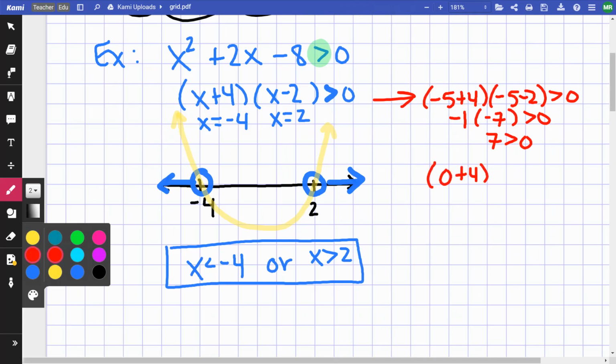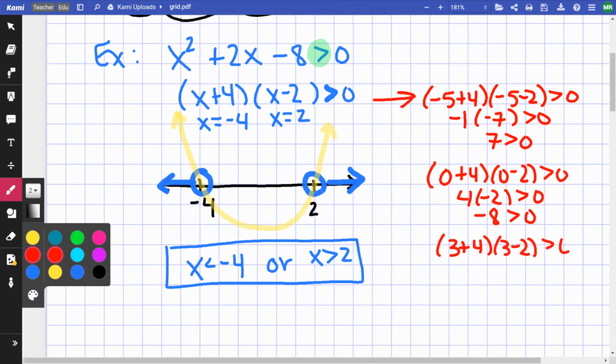If I try a value in between -4 and 2, let's say I put in 0. 0 plus 4, 0 minus 2, greater than 0. I get a 4 times -2, which is -8. Is -8 greater than 0? No. So I don't shade in between. And then if I tried, let's say 3: 3 plus 4, 3 minus 2, to see if that's greater than 0. Well, 7 times 1 is 7, and 7 is greater than 0.